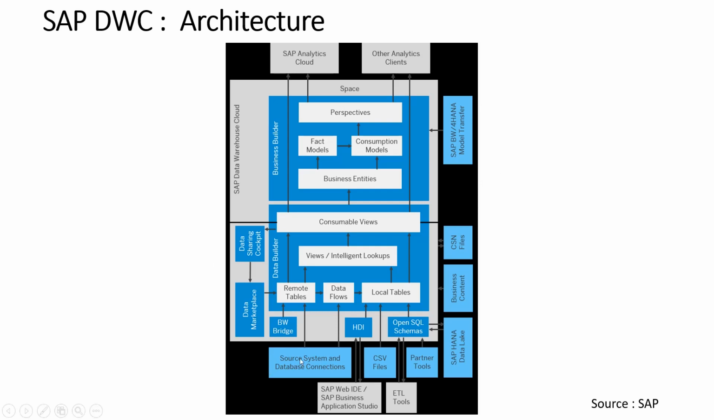Basically, you are acquiring the data here, building the model here, and putting semantics in the business builder, and then consuming it in SAC or any other third-party reporting client tool. So this was all about SAP DWC theory. Now we will jump directly into practicals, so you will have a better understanding there. So let's go there in the next session.